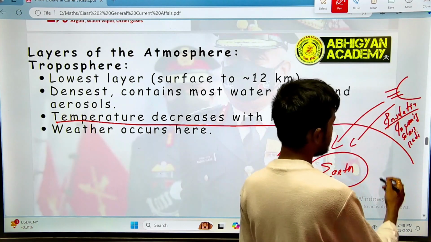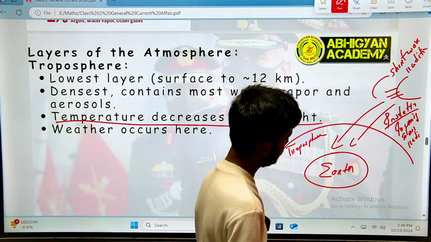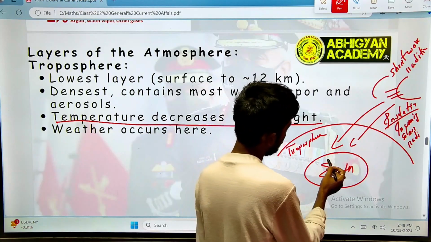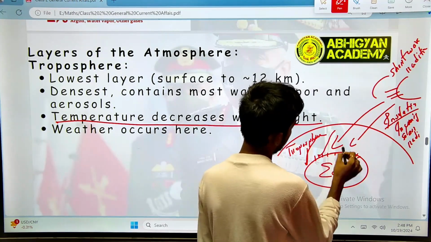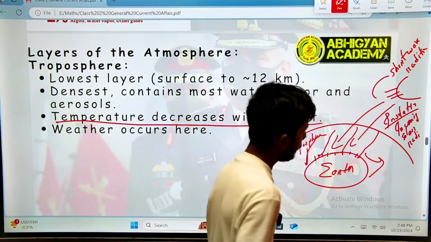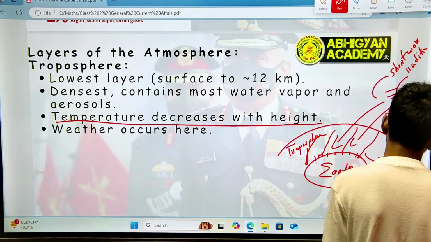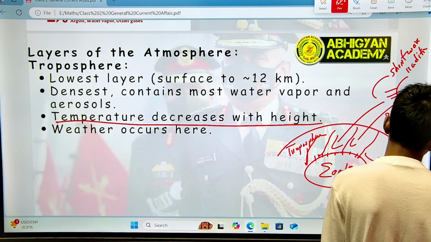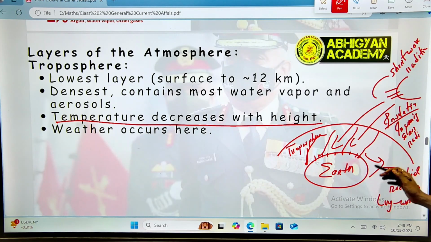The incoming radiation is basically short wave radiation. Some of the radiation crosses the troposphere and goes to the earth surface. Some of it is absorbed by the earth and some is reflected back. The reflected radiation is called terrestrial radiation, and it is long wave. Short wave radiation crosses the troposphere, reaches the earth surface, and some is reflected back. The reflected radiation is called terrestrial radiation, that is long wave radiation.